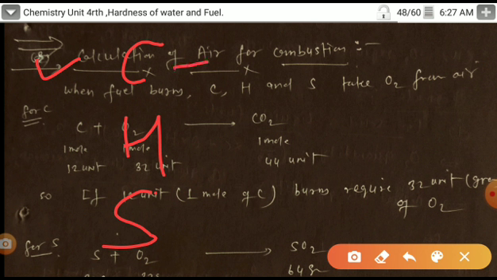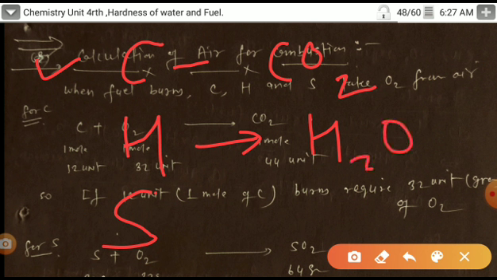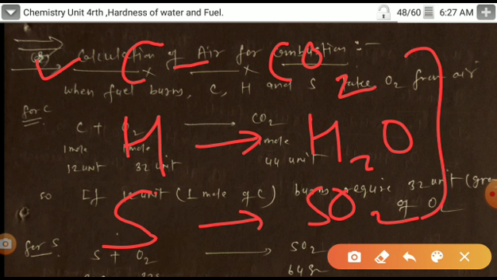So carbon, when it burns in the presence of oxygen, will form carbon dioxide when it gets oxidized, and hydrogen as well will form water vapor. Sulfur will form sulfur dioxide. In all the cases, a huge amount of heat will be liberated when the fuel is burned.